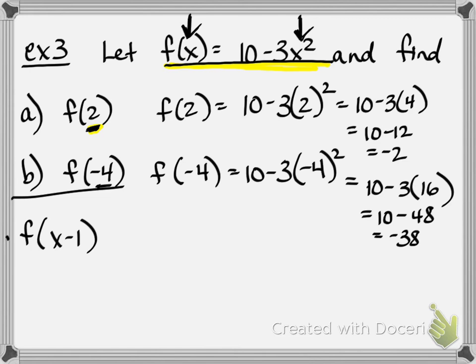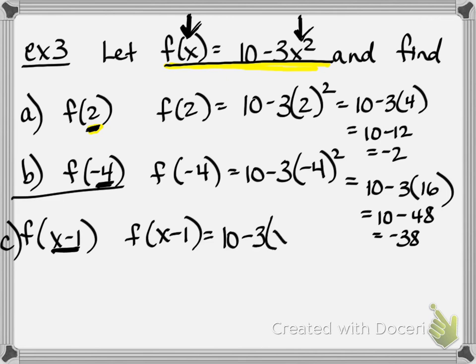This last one, that should have been a C there. This last one's a little more complicated because it's not just a number that we're plugging in, it's a variable expression. But everywhere there's x, we're putting all of that. So f of x minus 1 is equal to 10 minus 3 times (x minus 1) squared. See, this and this are the only things that are changing, and they're all based on these x values. That's just what I do.